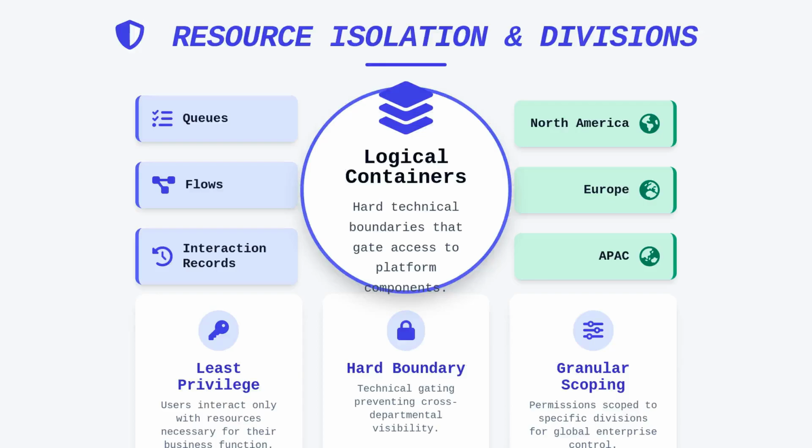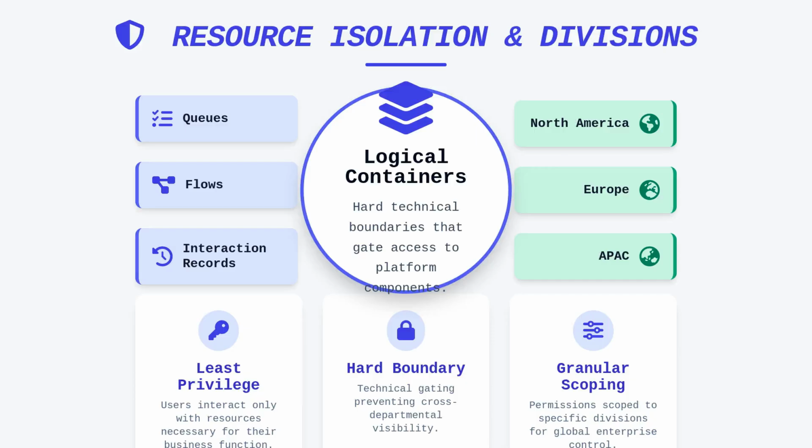Resource isolation is achieved through the implementation of divisions, which are logical containers used to gate access to specific platform components like queues, flows, and interaction records. By crafting a hierarchical structure of divisions, you can implement the principle of least privilege, ensuring that users only interact with the resources necessary for their specific business functions. This is not just a soft organizational construct, but a hard technical boundary. For instance, you can prevent agents in one department from seeing the queues or interaction history of another, which is a frequent requirement in multi-tenant or highly partitioned corporate environments.